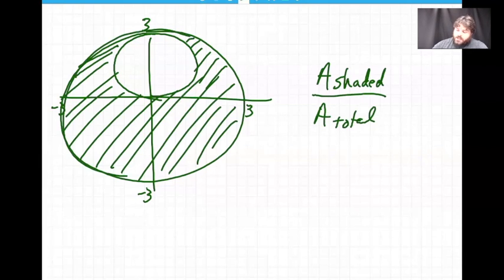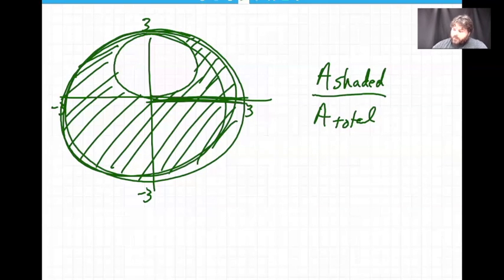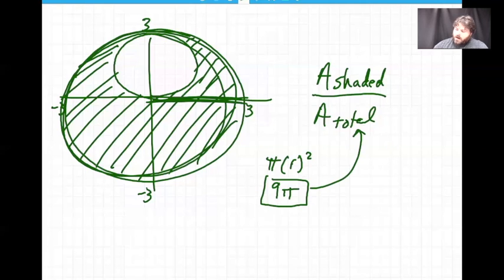The total area is the big circle, okay? That's easy. That's a circle with radius 3. We got a lot of 3's here for radiuses. So that's pi times radius squared, so 9 pi, right? Because the radius is 3. That's the area of the total. So I'm going to divide by 9 pi here.